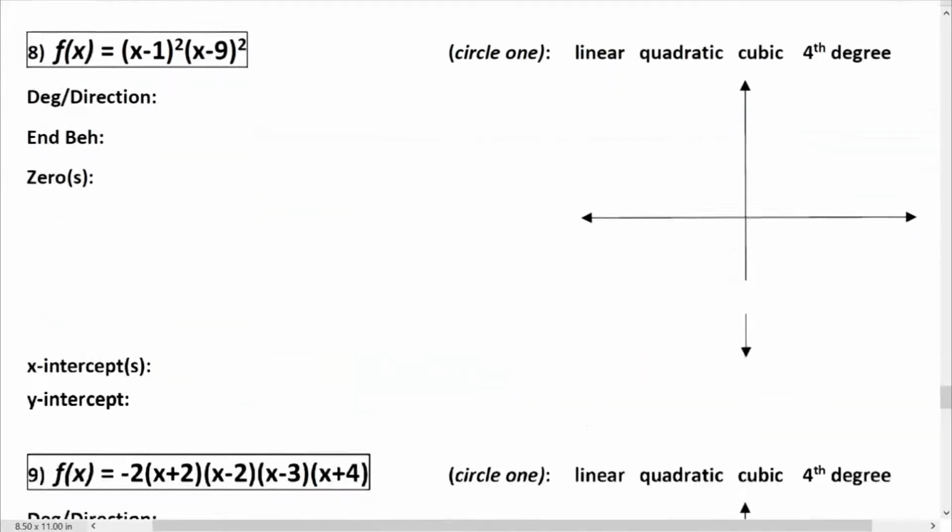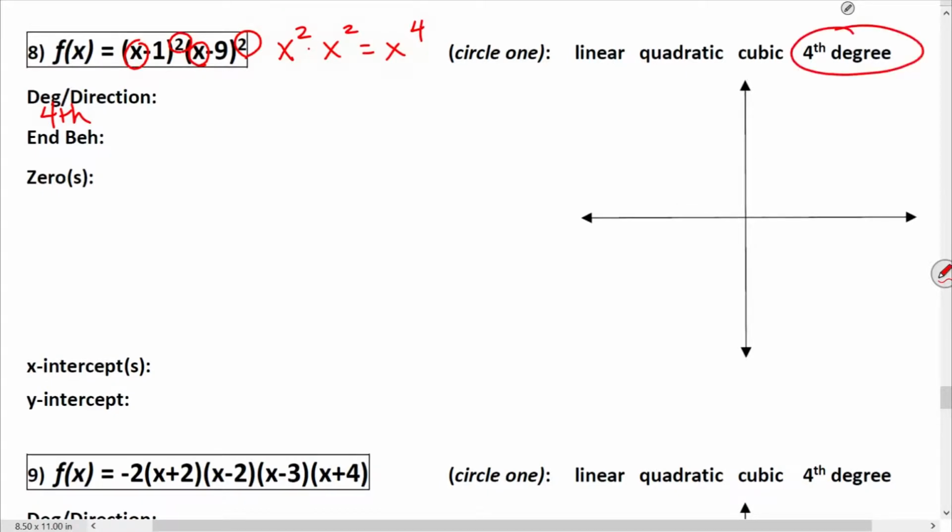In this one, number 8, it's in a factored form. So I'll first again look for the degree and the end behavior, but it's hard to see in a factored form. I could expand this all the way out, but that would be more work than I need. What I care the most about is what would be my leading term. If I did multiply it out, I get x squared times x squared, which is x to the 4th power. The degree of this is 4, which means it's a 4th degree polynomial.